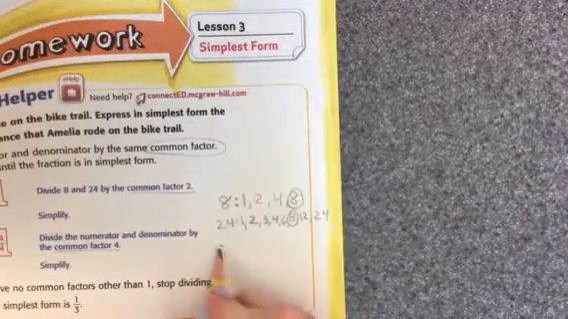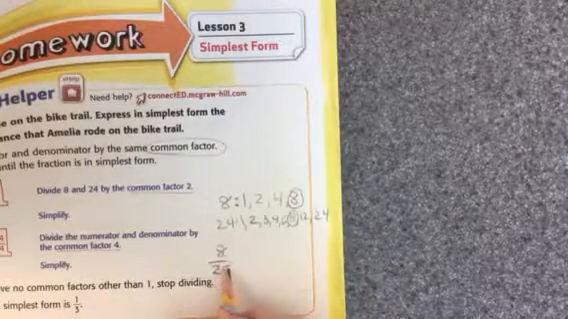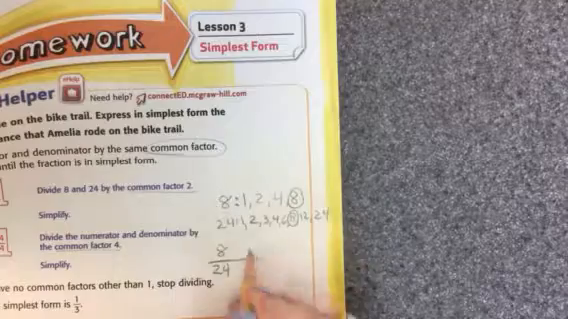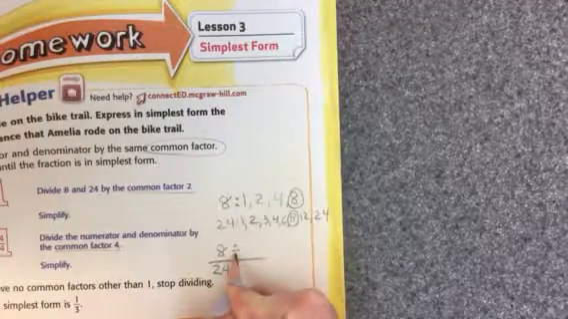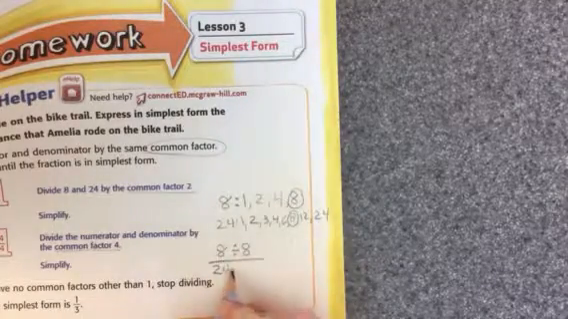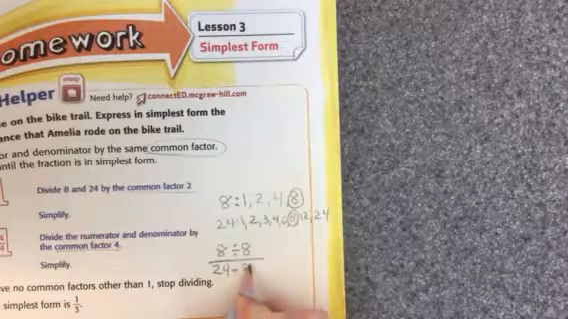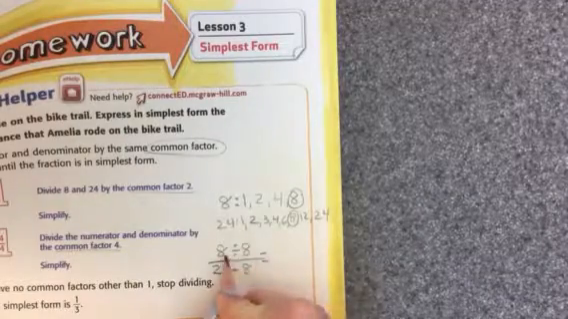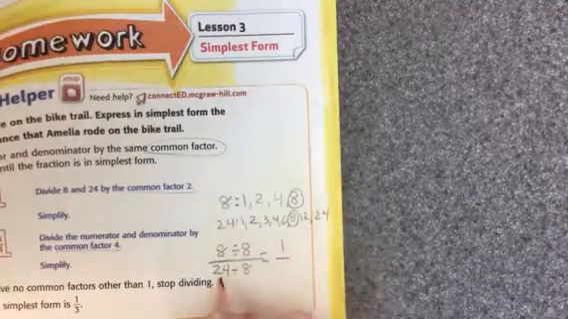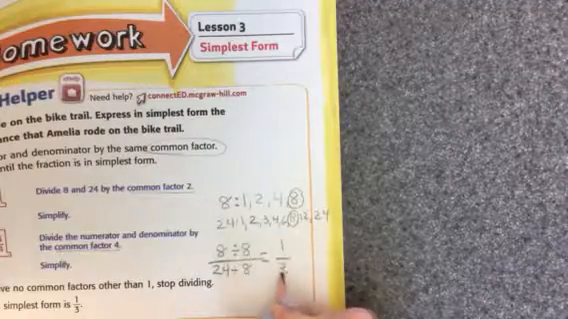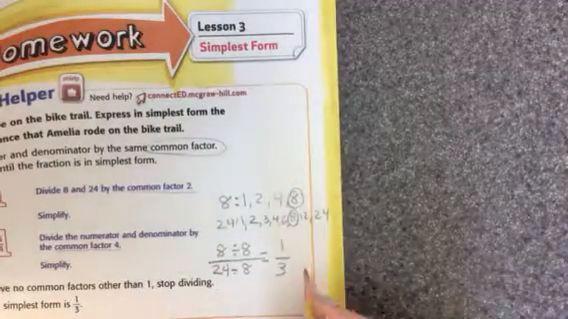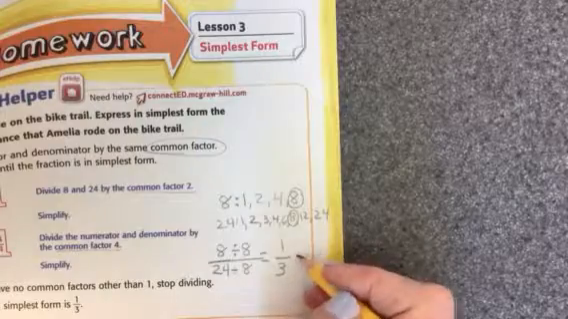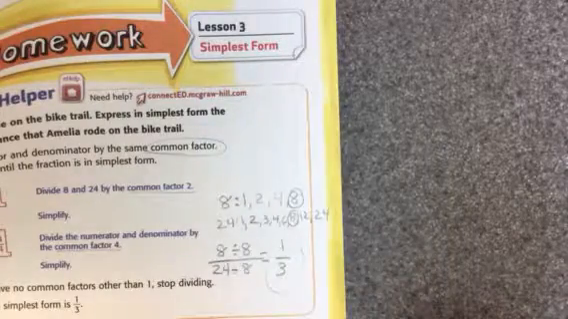So I will take 8/24 and I'm going to extend my fraction bar and then divide by 8, divide the numerator by 8, and divide the denominator by 8. 8 divided by 8 is 1, and 24 divided by 8 is 3. Okay, so now I know that she rode 1/3 of a mile on the bike trail.